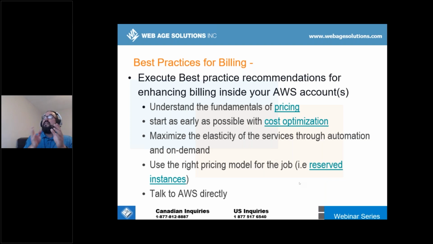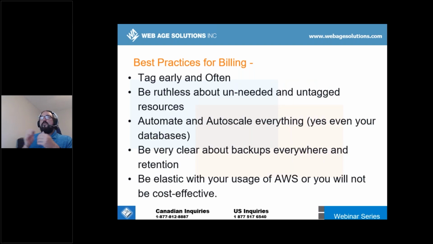Make sure you're using the right pricing model, and then talk to AWS. If you're confused about this, AWS will help you with your account. Talk to them, especially if you have support or an enterprise agreement. Tag early and often, so make sure all your resources are tagged. Be ruthless about unneeded and untagged resources. Automate and auto scale everything you can. Be very clear about backups and retention. If you don't actually need it, please delete it or just pull it off site if you want to. And be elastic, be elastic, be elastic with your AWS usage. You have to figure out how to use on-demand, auto scaling, and serverless as much as possible.